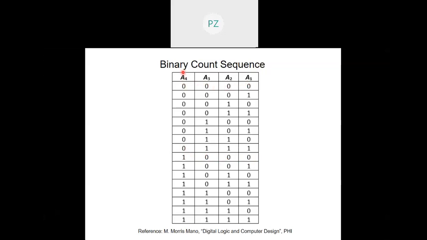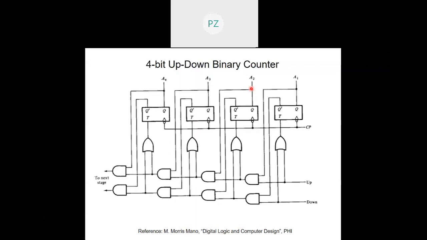What will be the next count? It will be 1111. We'll get back here. This is a modulo 16 counter, so it will get back here. Right, that is what is happening.